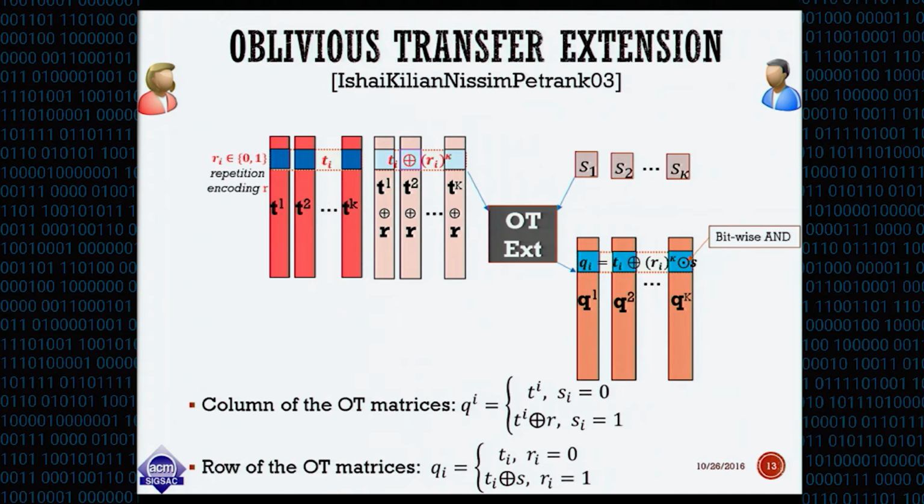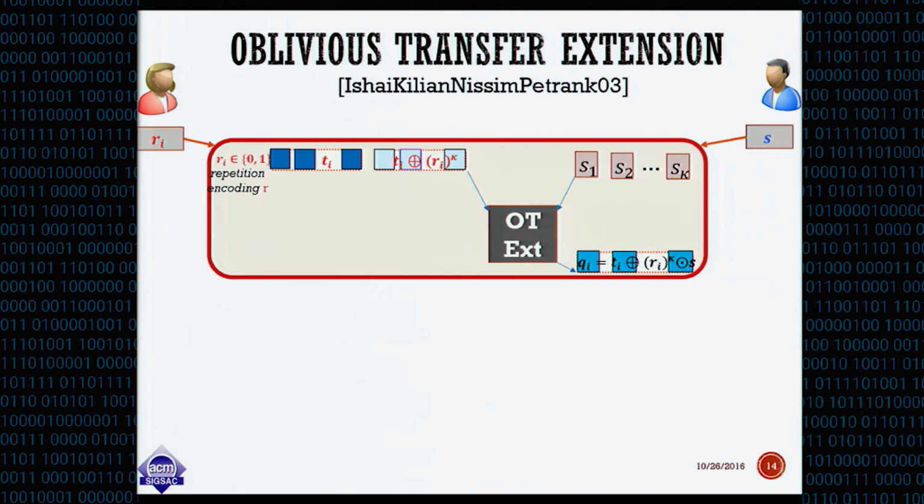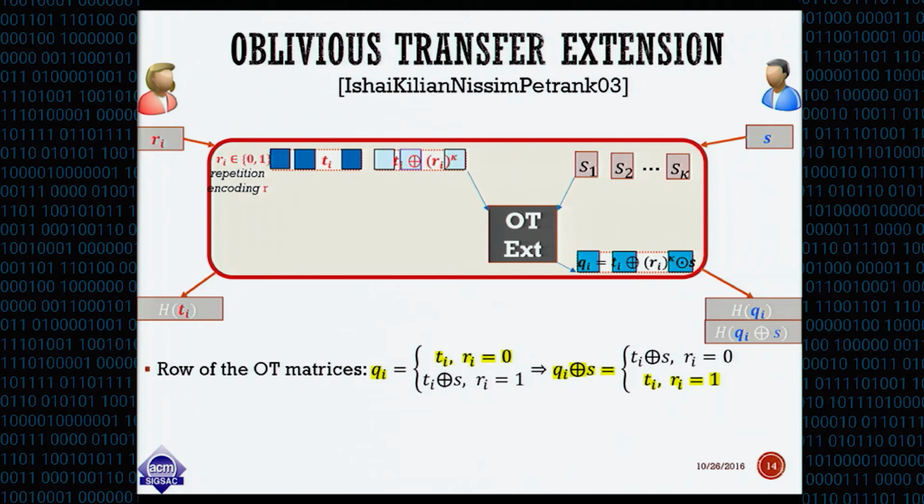So now we just focus on the rows of the OT matrix only. If Alex's input is Ri, and Bob's input is X, Alex now has Ti, and he can compute the hash of Ti. Bob receives Qi, and Bob can compute the hash of Qi and the hash of Qi XOR X. The very important property here is that Ti equals Qi or Qi XOR X. The value depends on i.